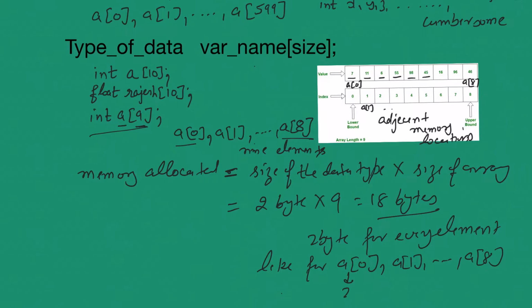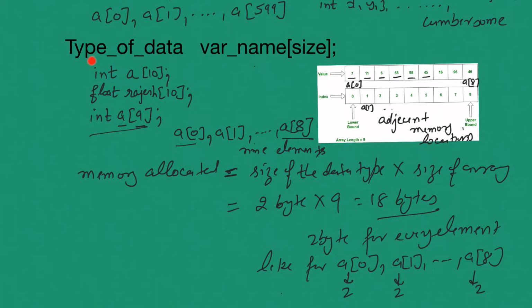For this it is 2 bytes, for this it is 2 bytes, and for this also 2 bytes, and in total 18 bytes are allocated by the compiler for this array. So this is how memory allocation calculation is done. This could be asked sometime in the examination.